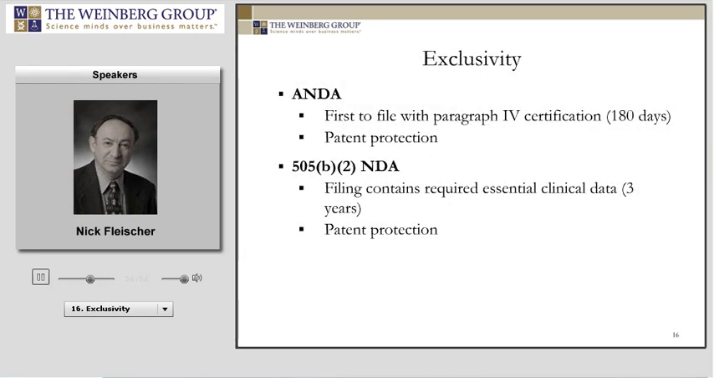Now, as I said earlier, we're going to talk a little bit about the exclusivity issues that are available for these two pathways. With an ANDA pathway, the only time you actually get exclusivity is if you're the first to file with a paragraph 4 certification, and then you can get 180 days of exclusivity where the FDA will not approve another ANDA until that exclusivity period is up.